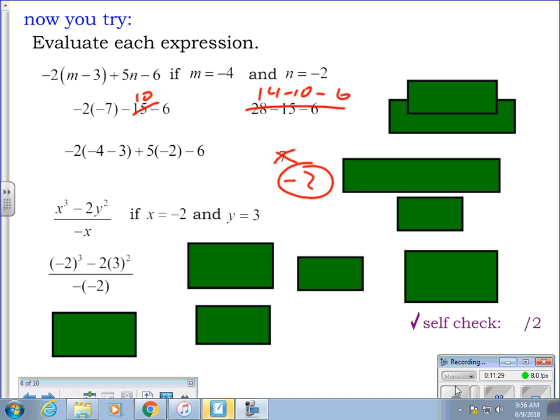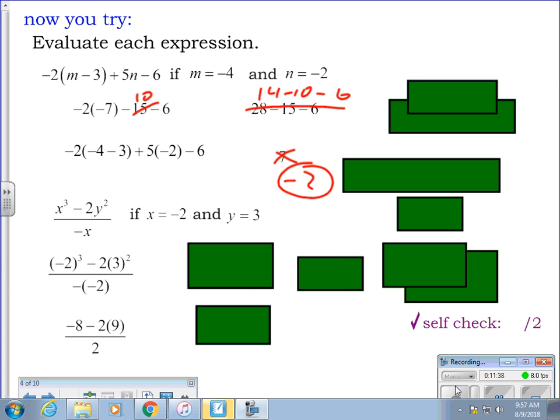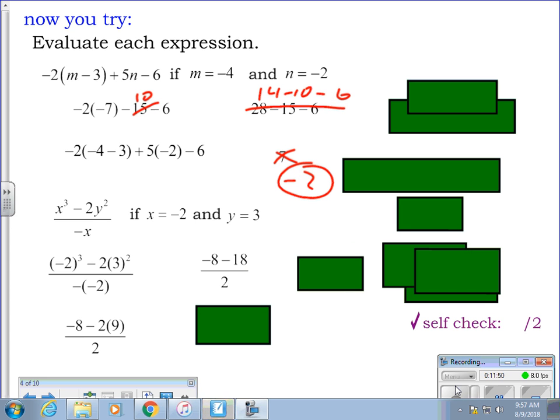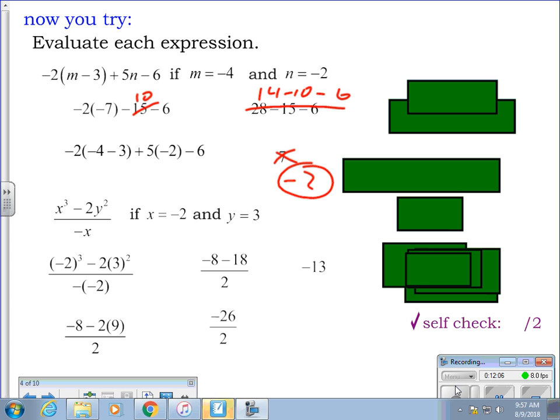First step, plug in the numbers, negative 2, positive 3. Ooh, I did that one right. I plugged the numbers in correctly. Okay. Negative 2 cubed is negative 8. And then I have minus 2 times 9. 3 squared is 9. So far, so good. Negative 8, minus 2 times 9, so it's negative 8 minus 18, all over 2. Negative 26, all over 2. Negative 13. I didn't screw that one up.